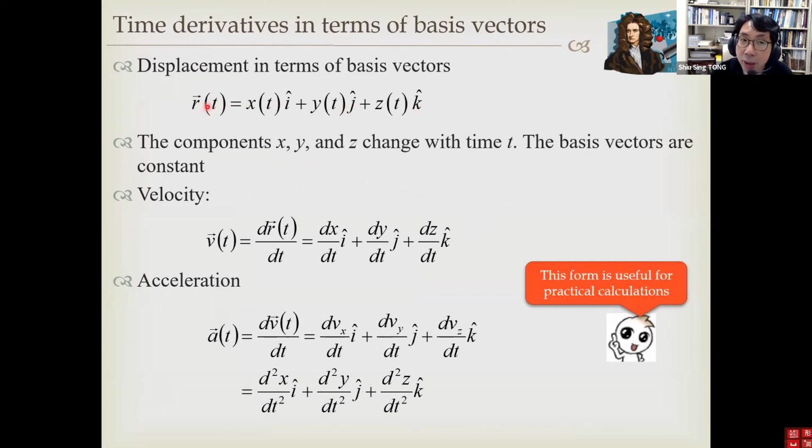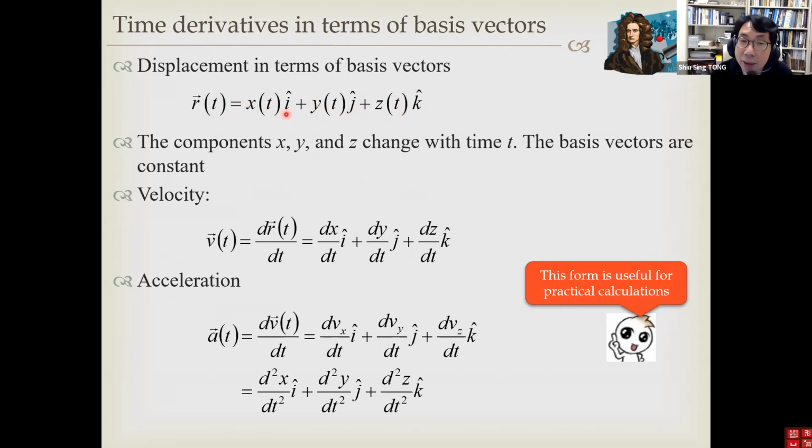We can express the position of the object in terms of a Cartesian coordinate. And at a certain time, the x coordinate, the y coordinate, and the z coordinate are given by certain functions in time. Suppose the x coordinate is x(t), the y coordinate is y(t), and the z coordinate is z(t). So the position vector can be easily expressed in terms of x, y, z.